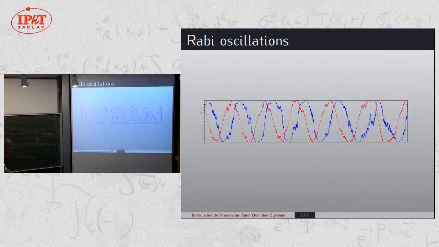Okay, so maybe that ends what I wanted to say about Rabi oscillations observed by indirect measurements. So I stop for today.